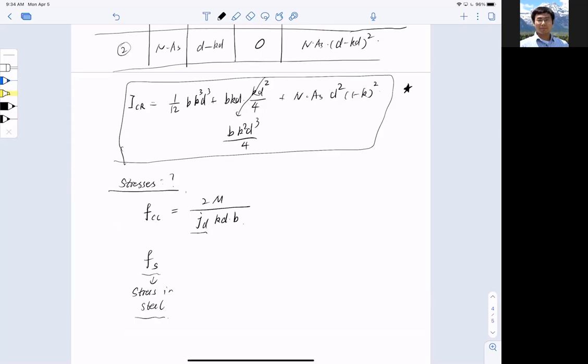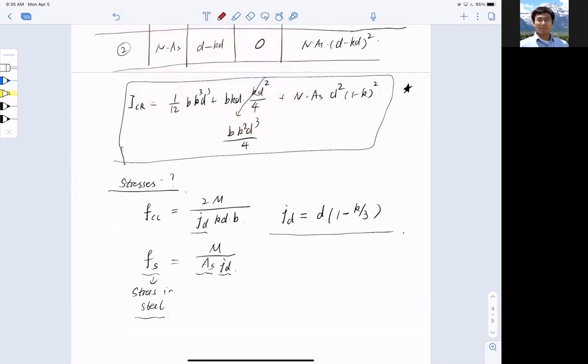Okay, you may ask, what happened to stress in the concrete? It cracked. It doesn't have any stress in concrete. Only have stress in steel. And now that becomes M divided by AS and JD. JD is the distance between the center of compression to the tensile force, and that equals D multiplied by bracket 1 minus K divided by 3.